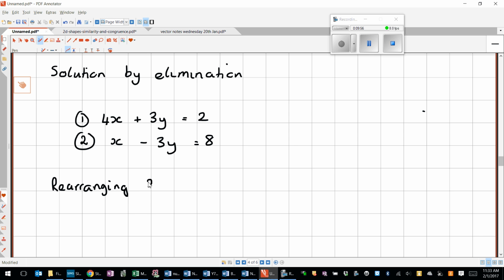So why don't we have a look at rearranging number 2? Right. So what would you get if we're going to rearrange number 2? You add 3y to both sides. Yeah, we could definitely do that. So add 3y, so we end up with x equals 8 plus 3y.